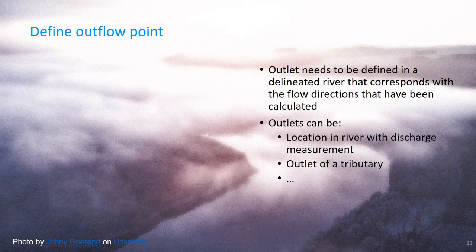The next step is to define the outflow point of our catchment. We need to define this on the delineated river, so we cannot use a background map where a river has been defined in a different way, because our DEM and the delineated streams are now part of a model. And if we don't define the outlet on the model, it will not result in the catchment. Now, what can we define as an outlet? That is a location in a river where we have discharge measurements or the outlet of a tributary.